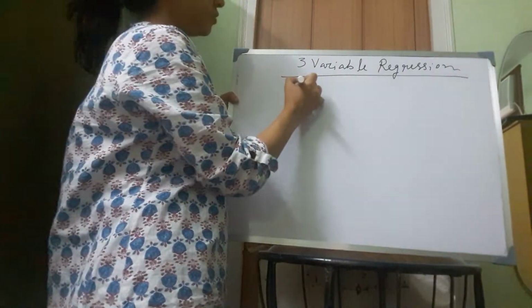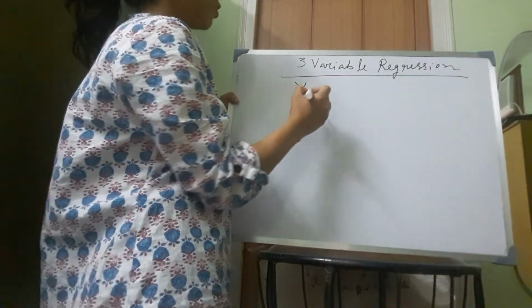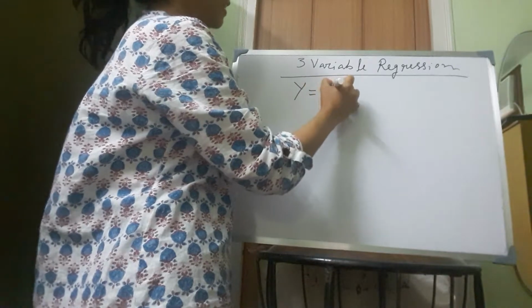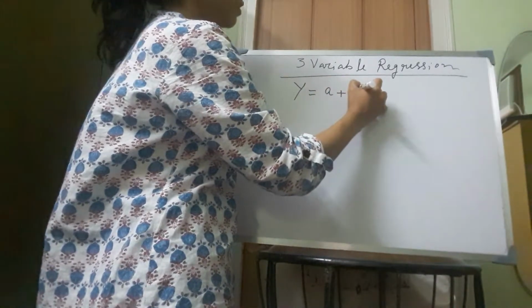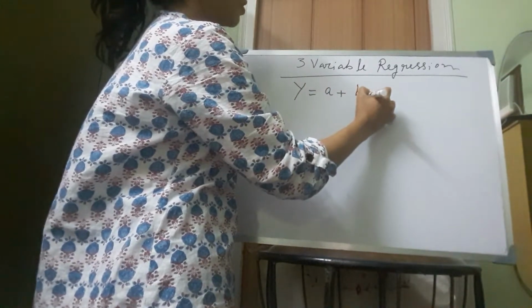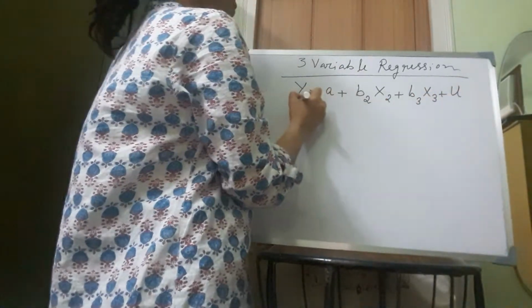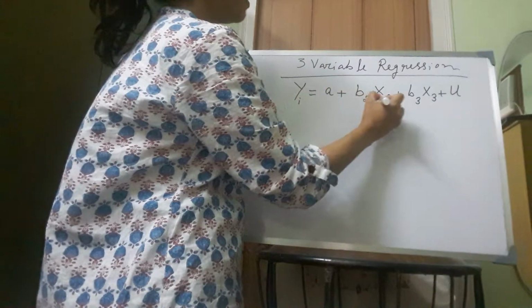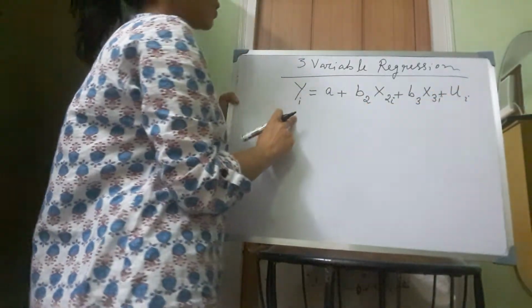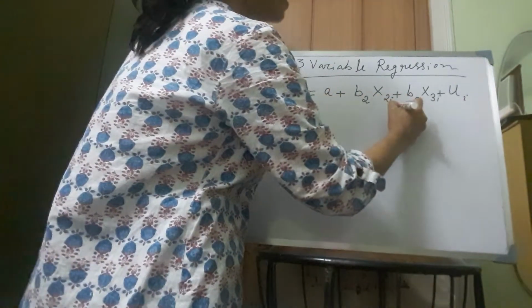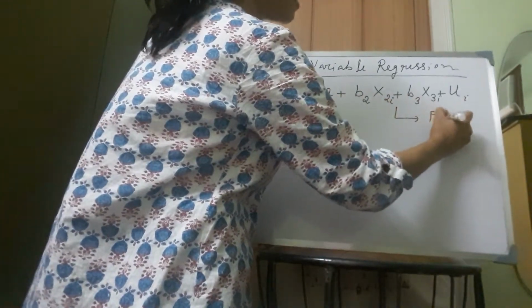In a 3 variable regression, we have the dependent variable on the left hand side, and on the right hand side we have 2 independent variables or 2 explanatory variables. So Y = a + b2 x2 + b3 x3 + e. So we can put the suffixes here. This is our regression model, and this represents the population regression function, that is PRF.